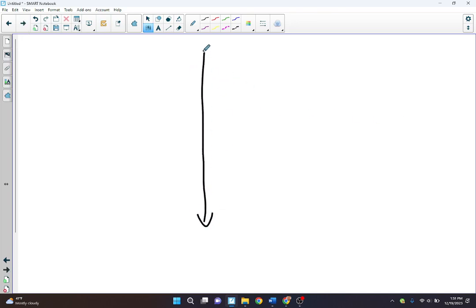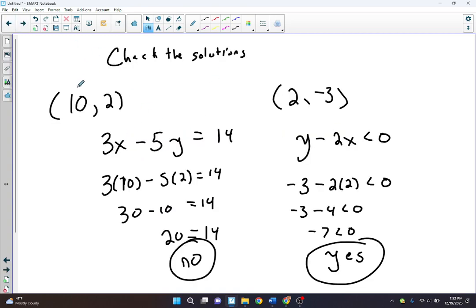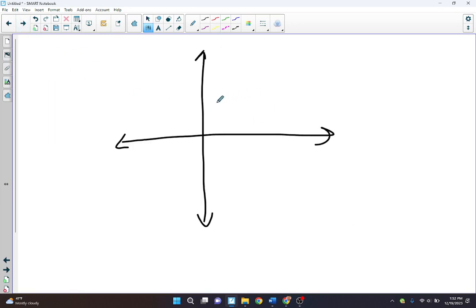In that section, yes. It'll say check the solution. So would that be if it's like e equals 8 or something like that? No, I would give you the point, and you just plug it in. Okay. Next one is graphing.